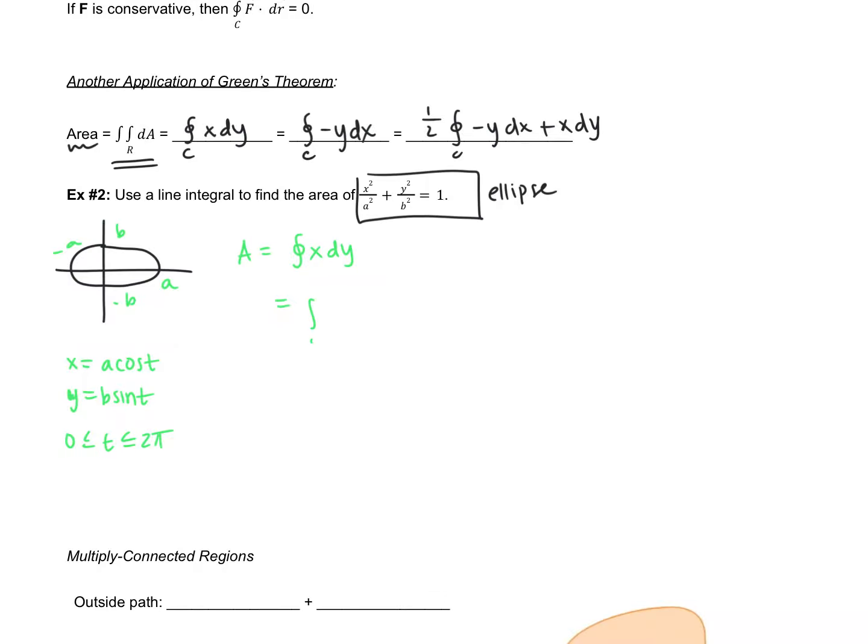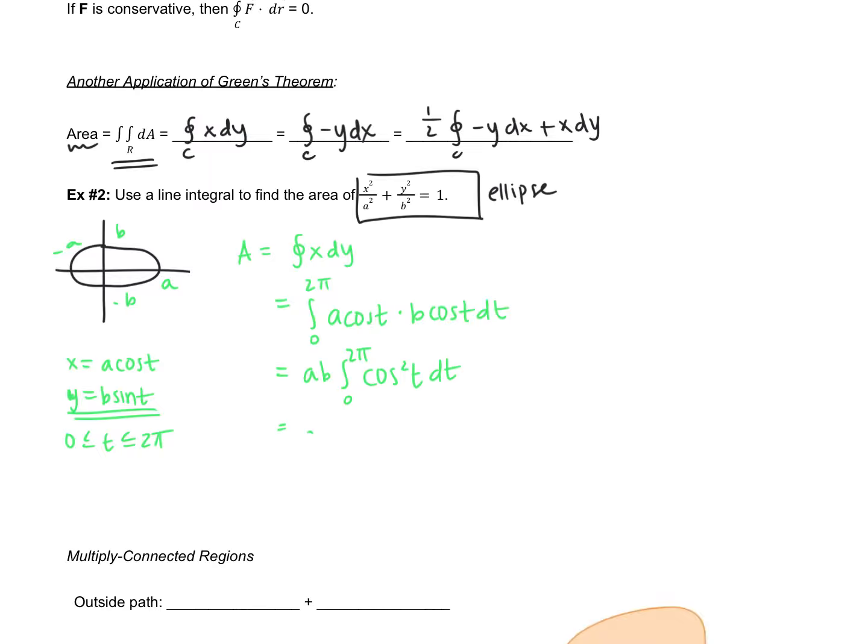So this will be the integral from 0 to 2 pi. Our x is a cosine t. If we take the derivative of y, we're going to get b cosine t dt. And that's it. That's all we're calculating. Okay, so pull out a, b, because those are constants. And we're going to get cosine squared of t dt.